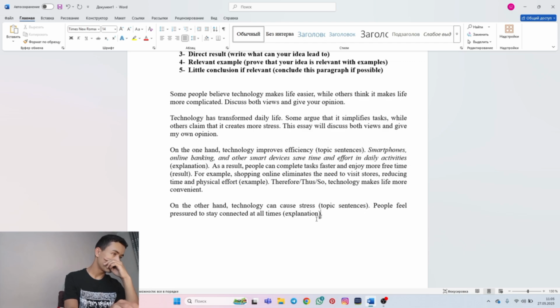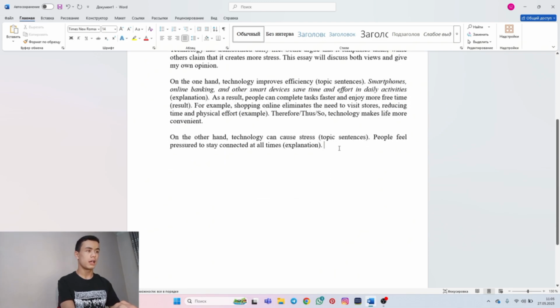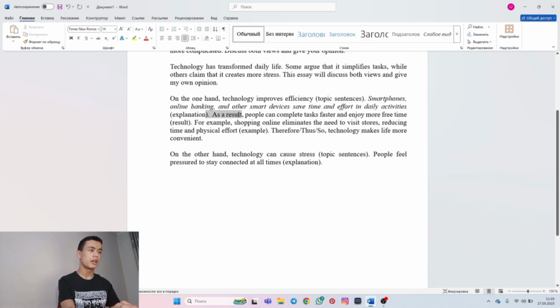And you just have to give some result. For example, here I've given some structure to you, and you can use this easily. We have given the explanation right now, and the third thing we have to do is give a direct result. We have used it as a result, and we can use here consequently, or as a consequence, something like this. Both of them can work here.